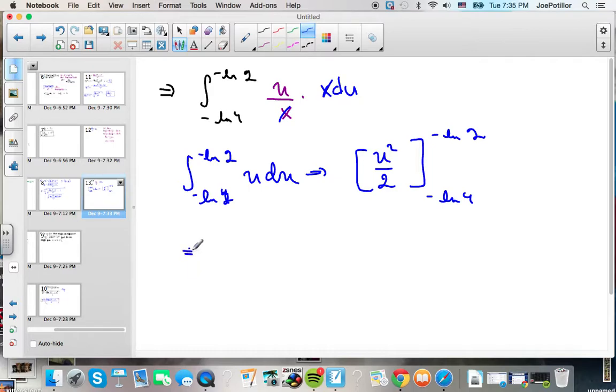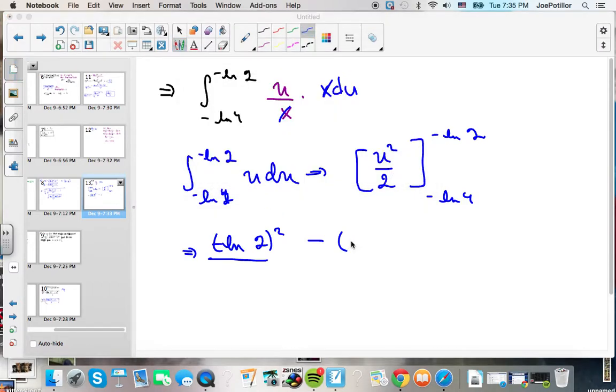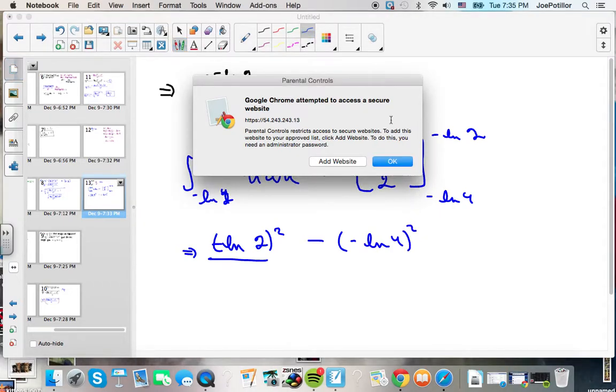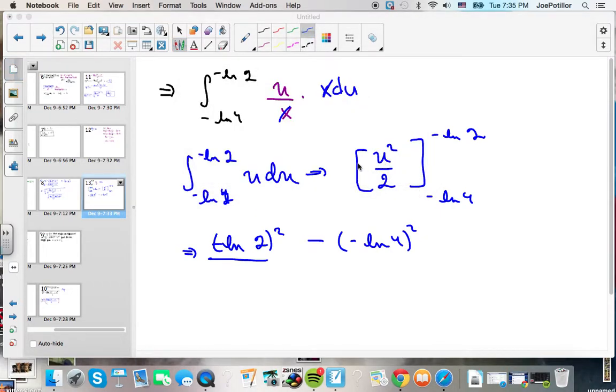Thus getting us, when we plug it into the equation, ln of 2 squared divided by 2, minus negative ln of 4, okay. Negative sign goes away. I can ignore the 1/2 for now.